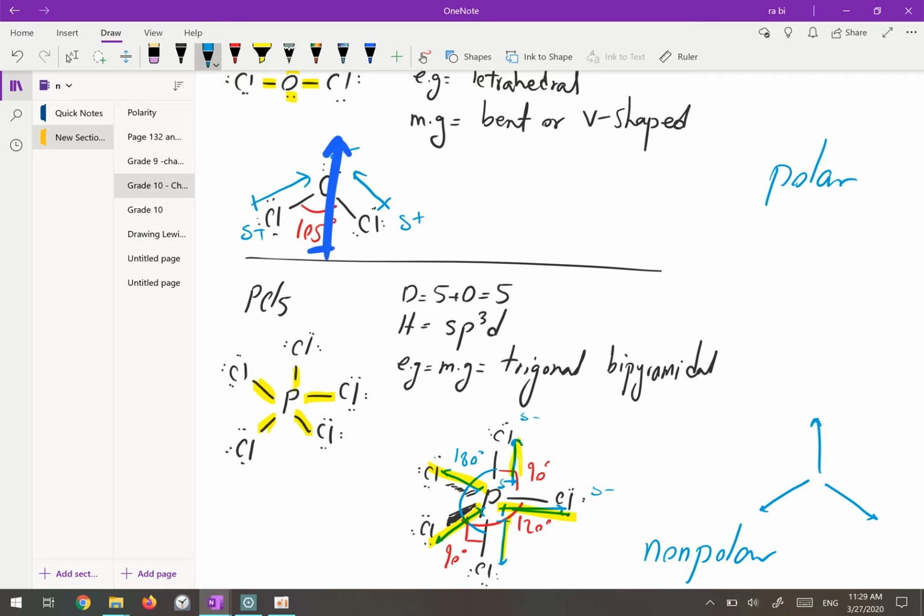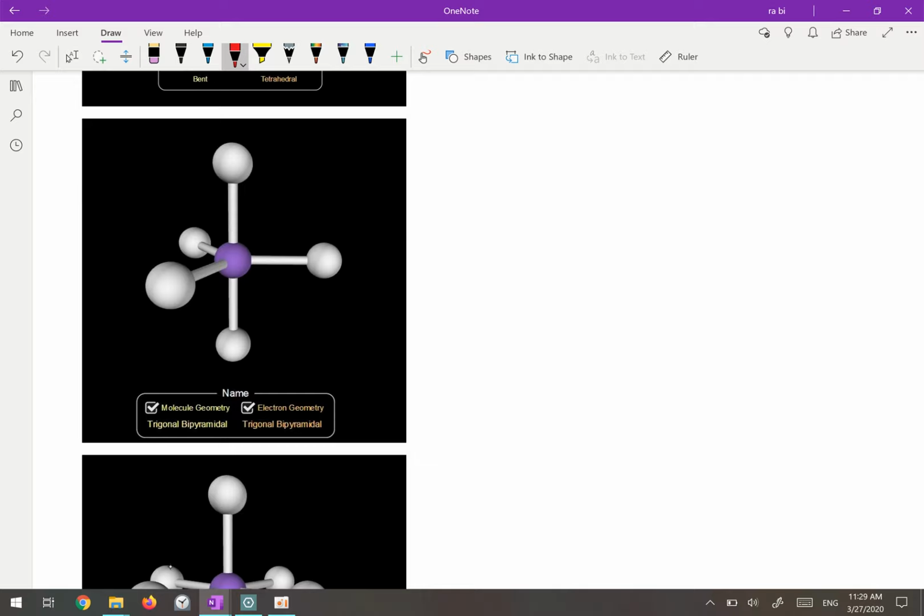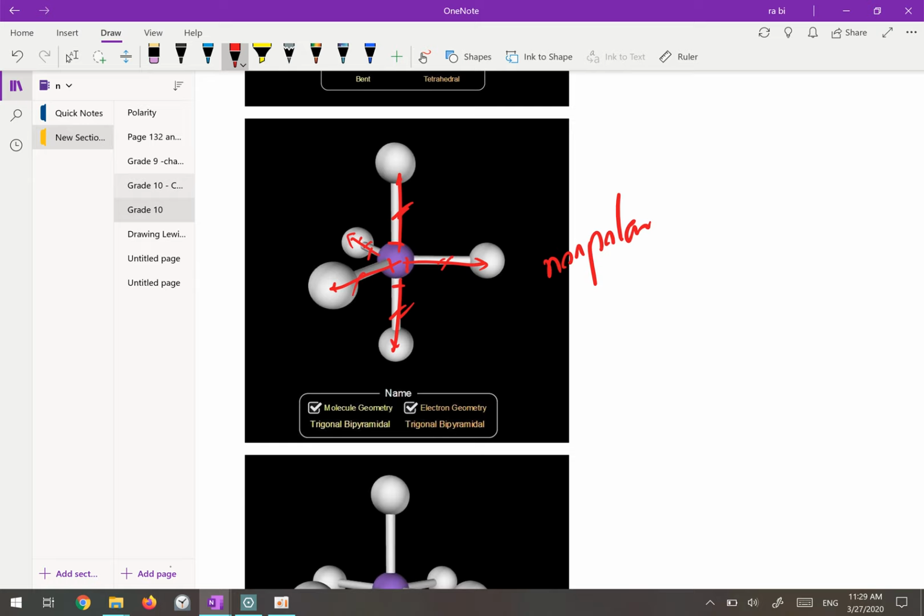Okay, I can show this one on this image that we had here. So you have one polar bond in this direction, another one in this direction, and another one here. These three cancel out each other completely, and you have one dipole moment upward, one dipole moment downward. These two also cancel out each other, so your molecule becomes nonpolar. Okay, so let's go back to the next molecule that we had.